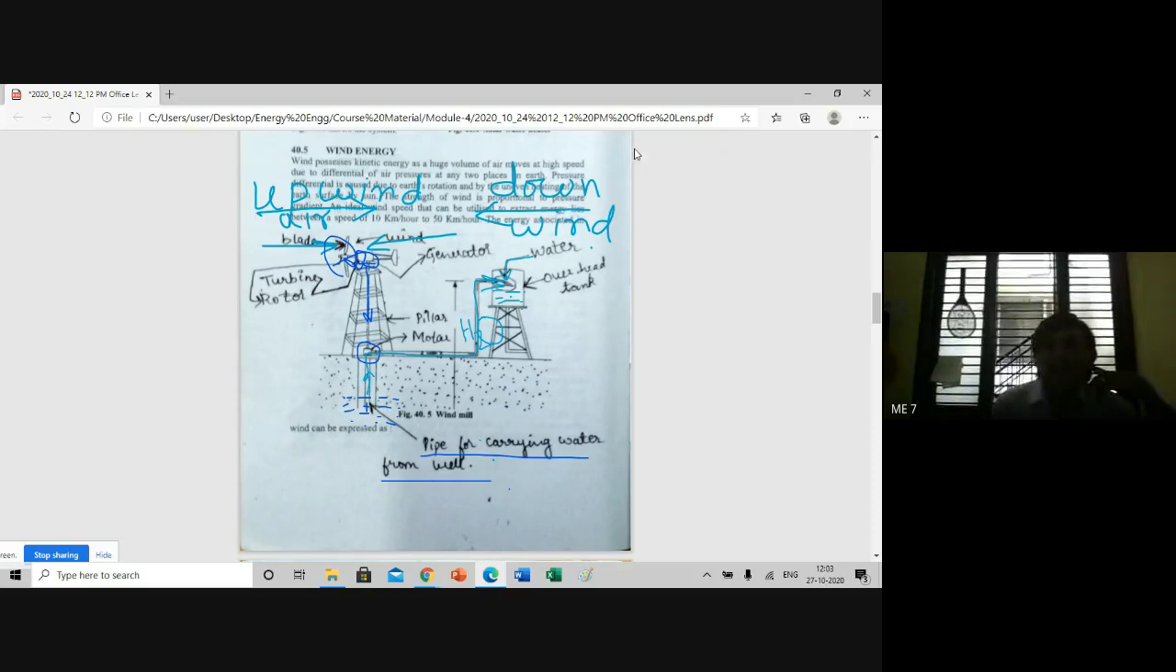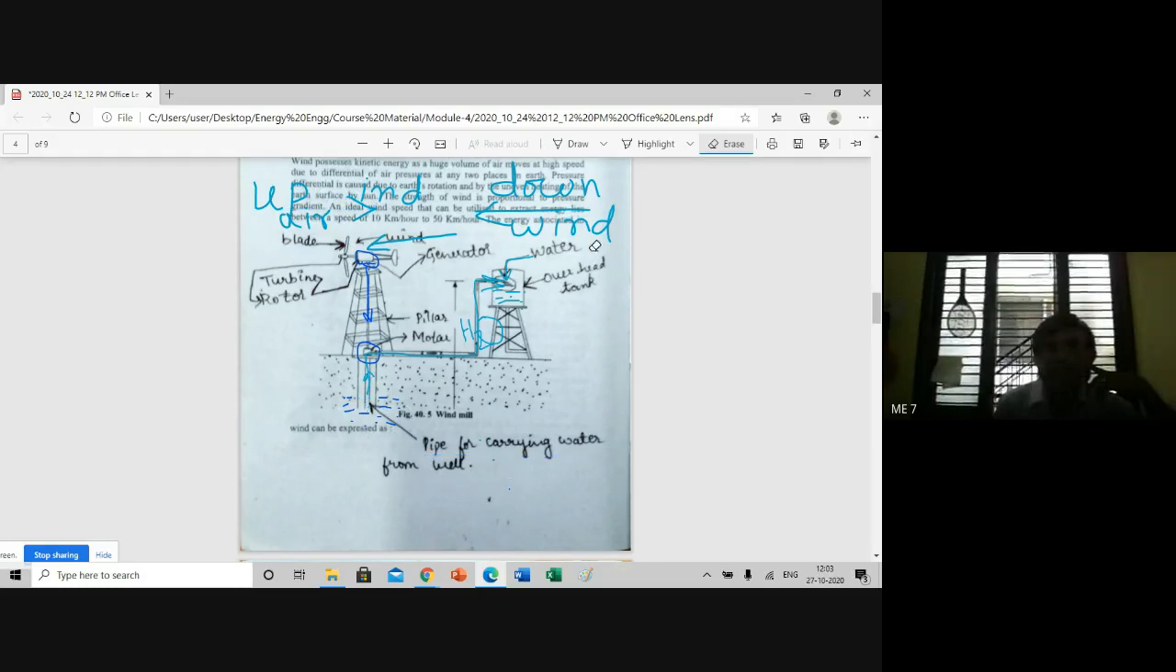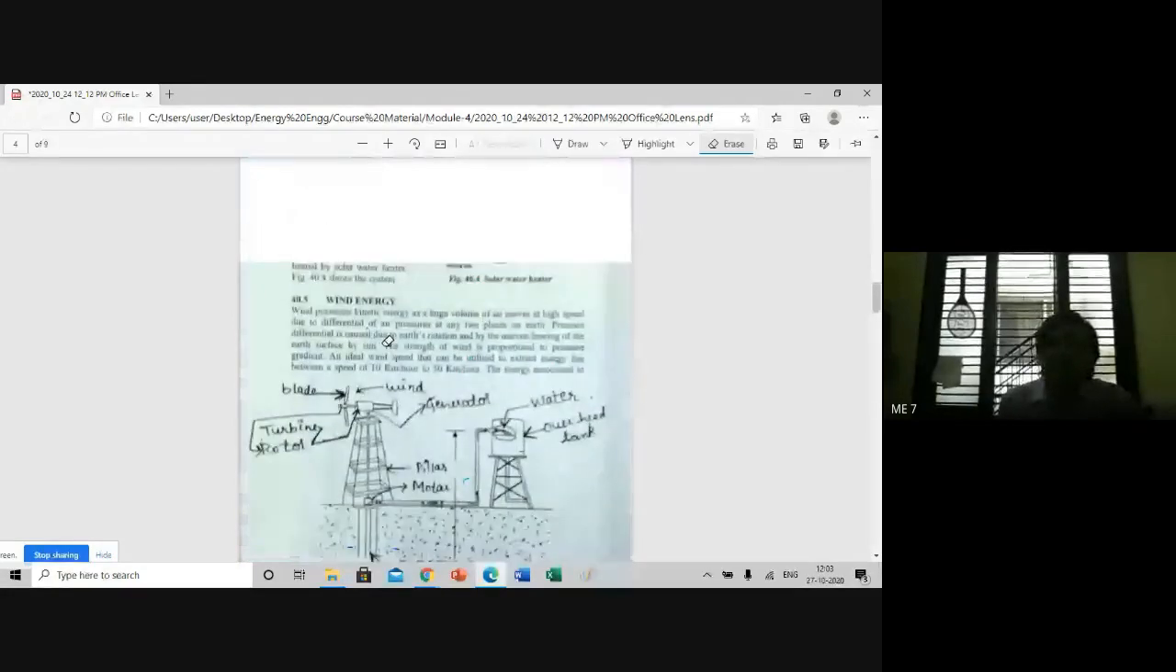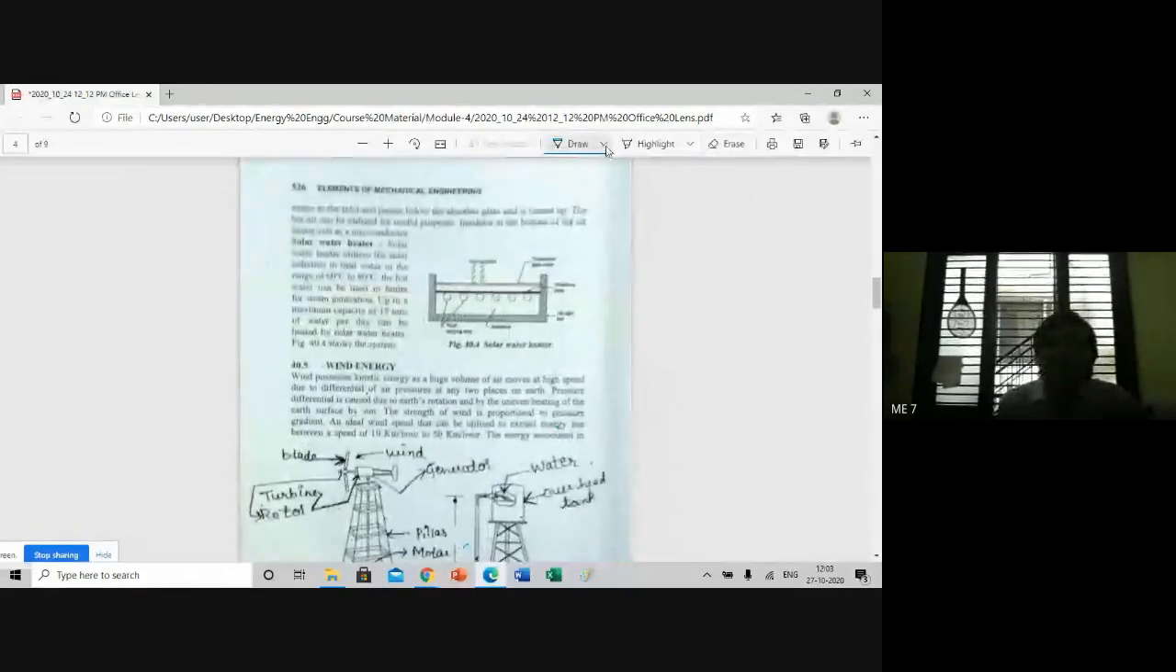Now let us look into some other points. This wind turbine, such types, you have already studied in the first year Elements of Mechanical Engineering subject. The same thing I have taken here. Further applications and further details I will go into in the next class. Now let us see some of the important points or characteristics.